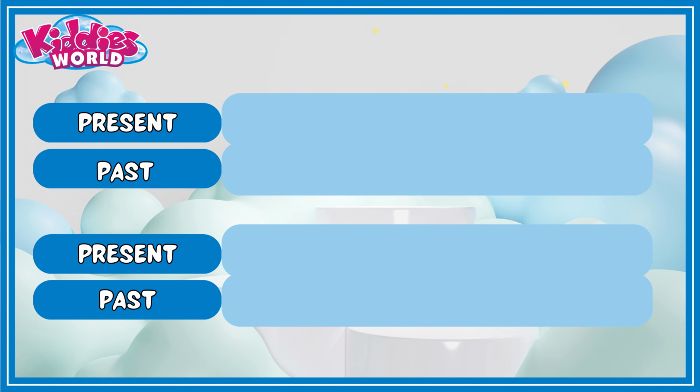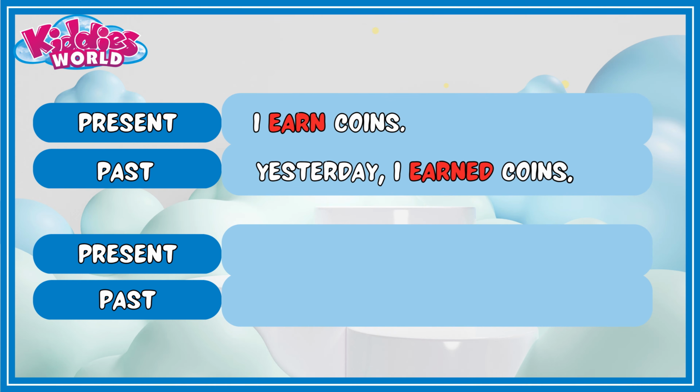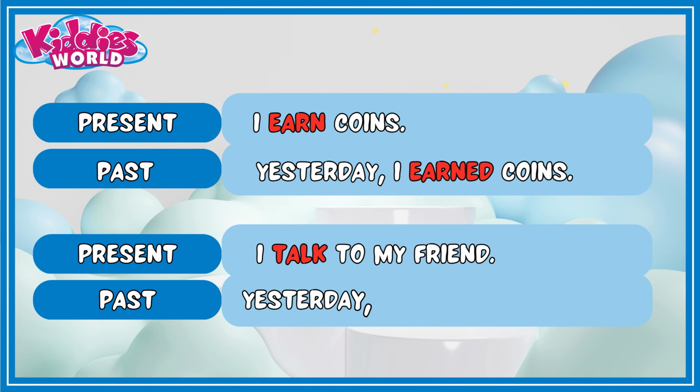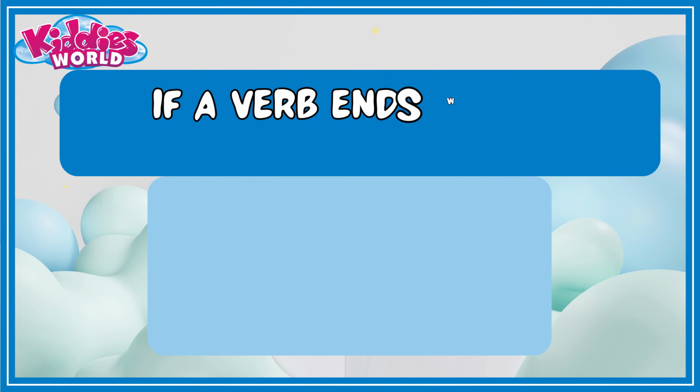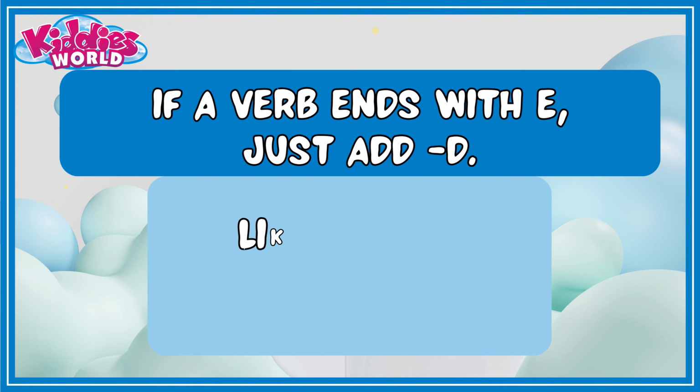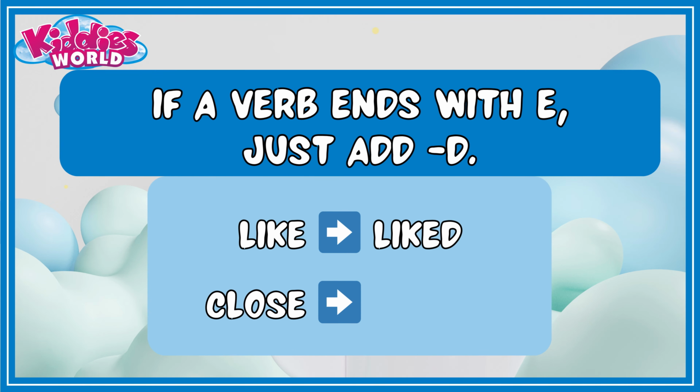Let's try with more words. I earn coins. Yesterday, I earned coins. I talk to my friend. Yesterday, I talked to my friend. Wait, if a verb ends with E, just add D. Like becomes liked. Close becomes closed.